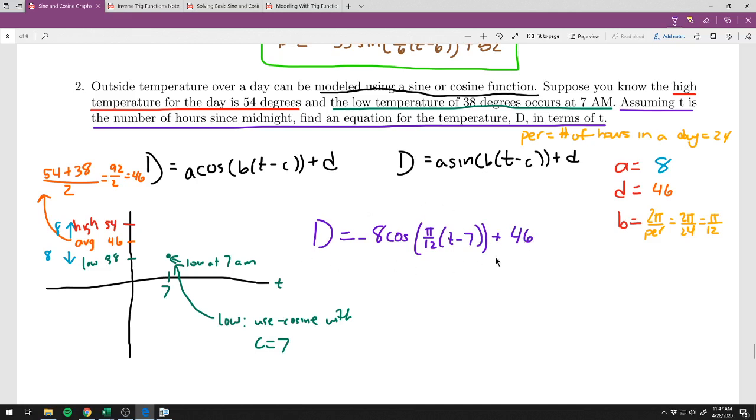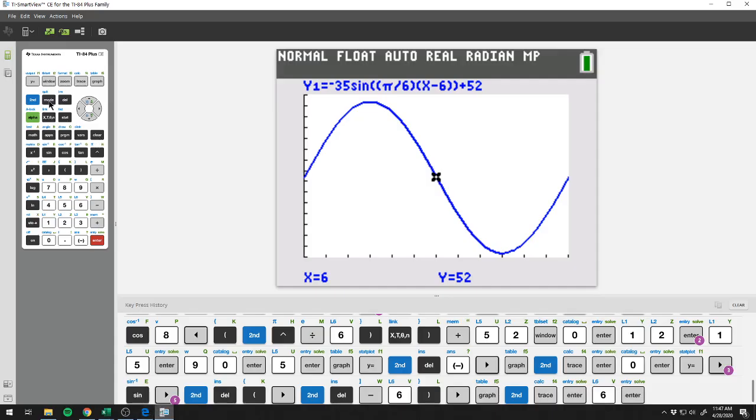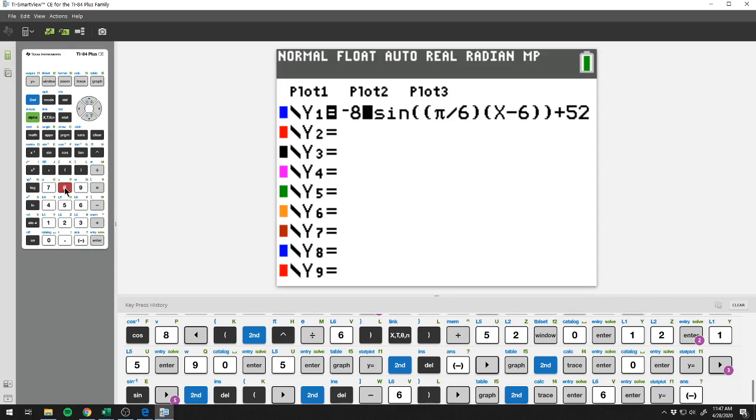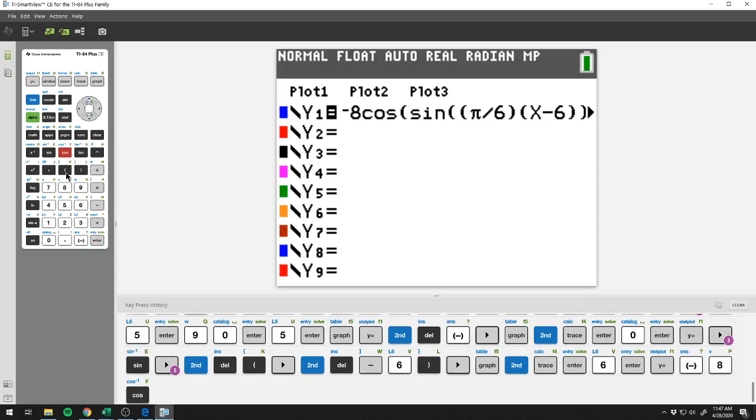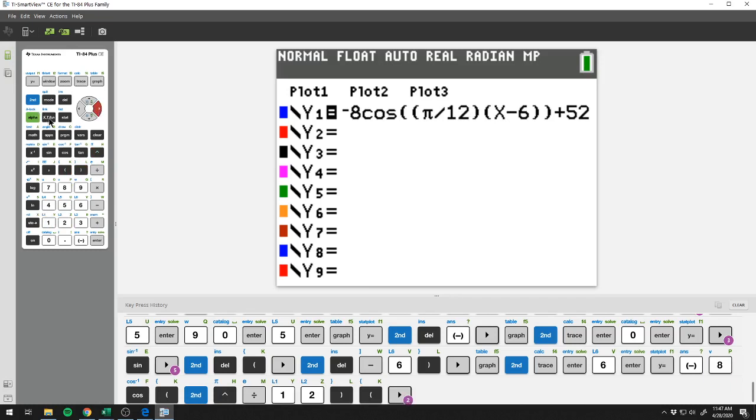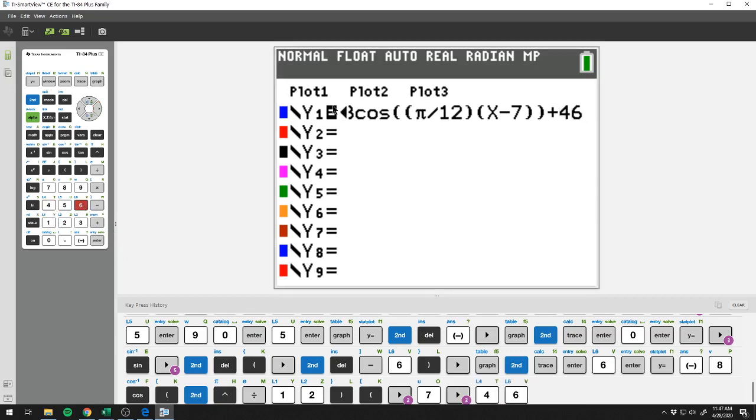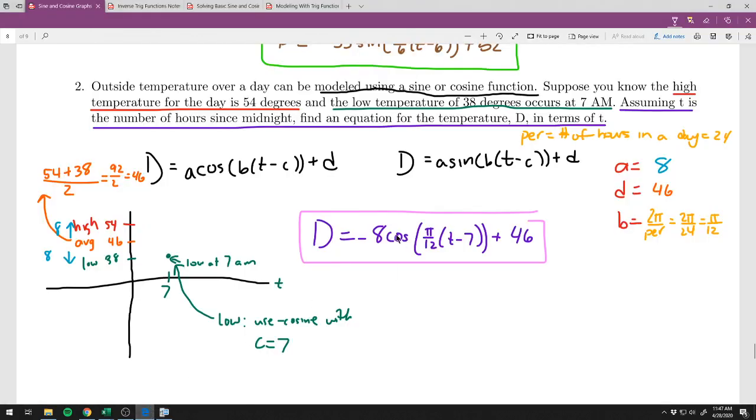You can graph this. This is your answer. It's not asking us to do anything with it, so we are done. But you can graph this just to make sure, which once again, I will encourage you. If you want to make a graph here, you have negative 8 cosine of pi divided by 12 times x minus 7, where 7 was our C, plus 46. Right, negative 8 cosine pi over 12, x minus 7 plus 46.